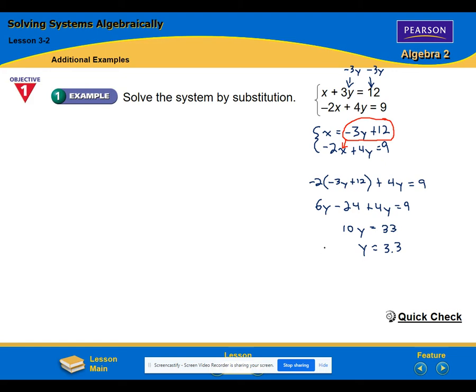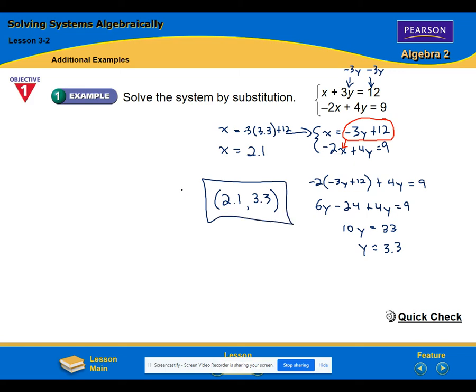Okay. Well, now what do we do? Remember in the 3.1 lesson that we learned that a solution to a system is an ordered pair. So we need an x, y ordered pair. And the truth is you could plug this y anywhere you want up here. Now I think that you should use this one since it's already solved for x. I think that's the easiest one. So we'll do x is equal to negative 3 times 3.3 plus 12. And negative 3 times 3.3 is negative 9.9. Plus 12 would be 2.1. x is equal to 2.1 when y is equal to 3.3. The last thing you ought to do is put them into an ordered pair like this.